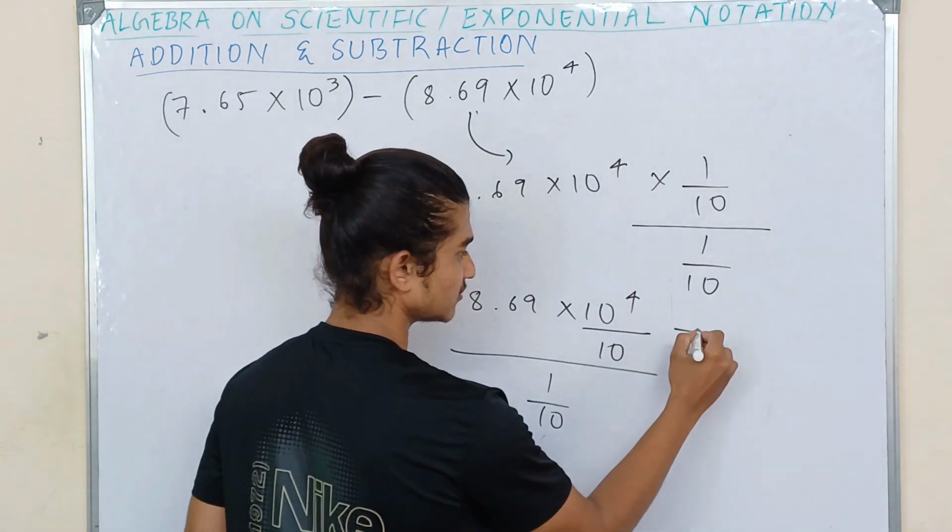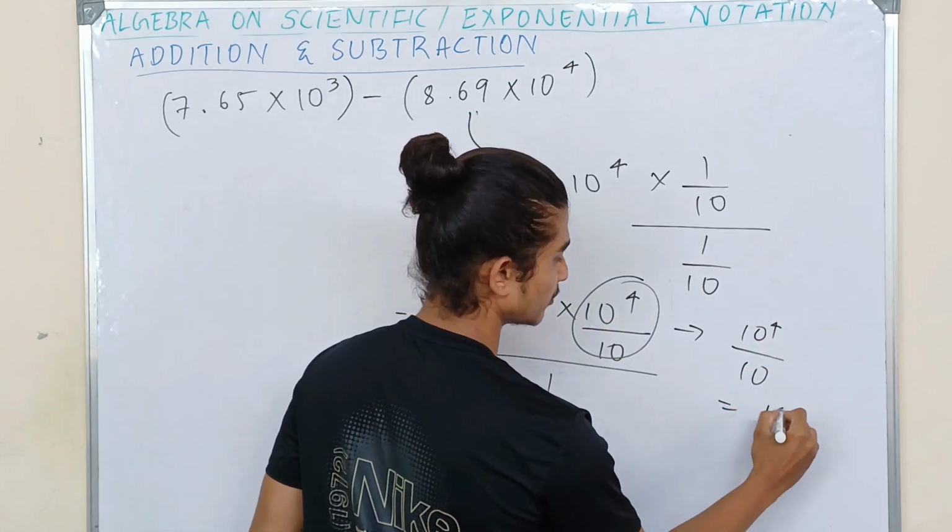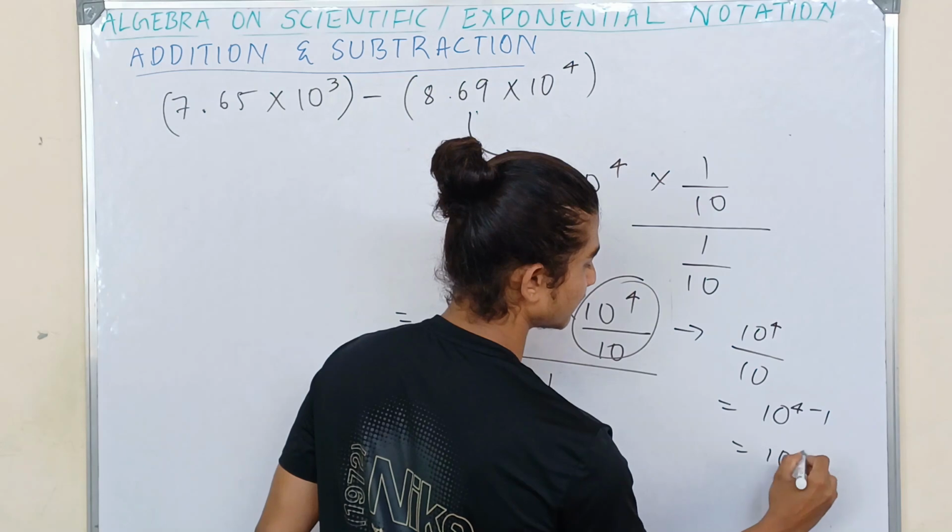So what happens to this? So 10 to the power 4 by 10. So that is equal to 10 to the power 4 minus 1. That is equal to 10 to the power 3.